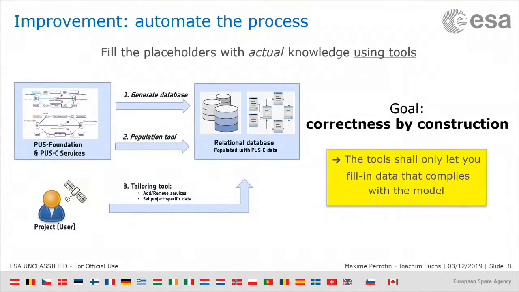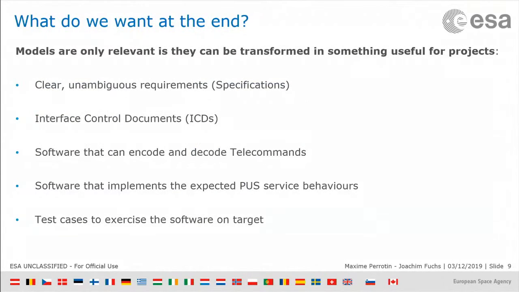But also the population with mission-specific data is part of the tailoring. So also list of APIDs. And with the tooling, we are able to ensure the consistency of all that data. So what we want to have at the end is this formal model, this database, containing the full specifications.